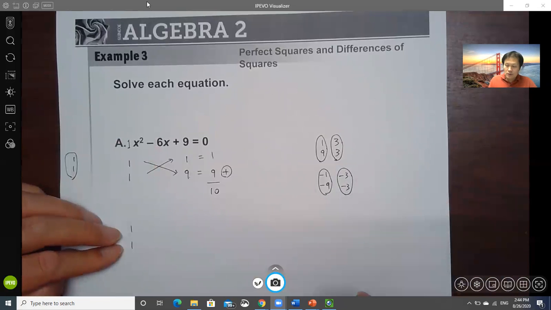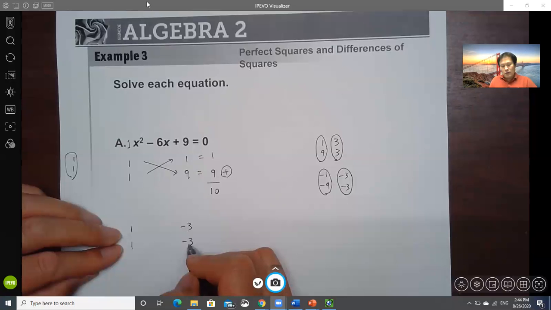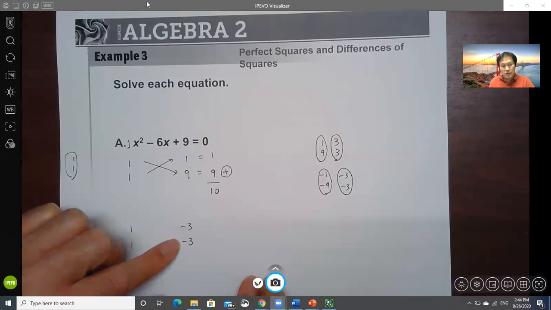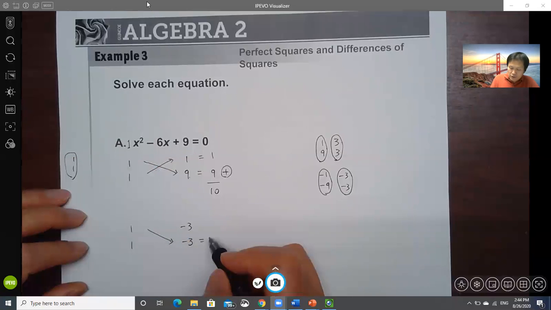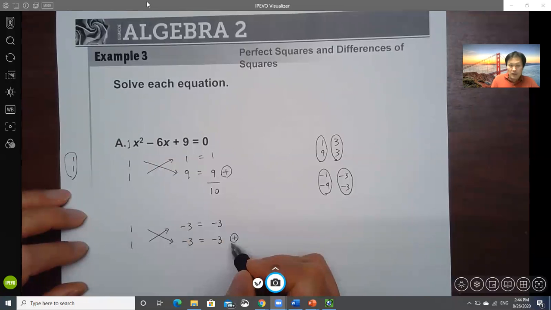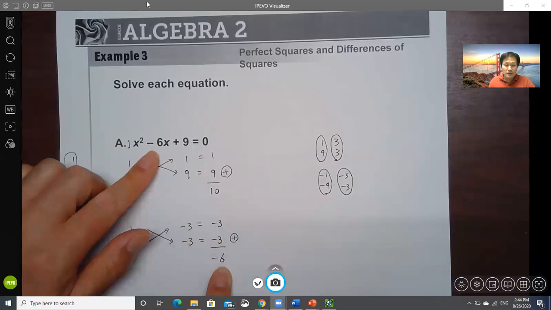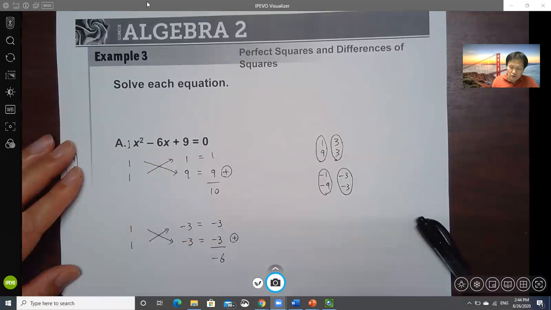So I will try minus 3 times minus 3. Write it down, minus 3 and minus 3. Again, when you multiply these two numbers, you should match 9. Multiply cross. 1 times minus 3 makes minus 3. 1 times minus 3 makes minus 3. You are adding it. Minus 3 plus minus 3 is minus 6. Aha, that's the one I'm looking for. We found the combination. Then you should know how to write this as a factor.